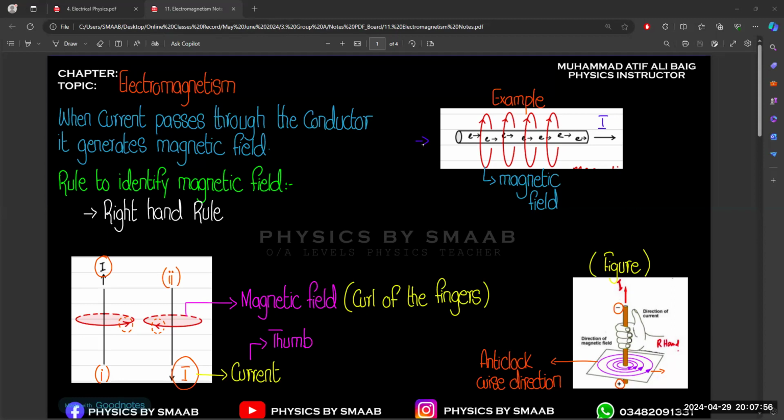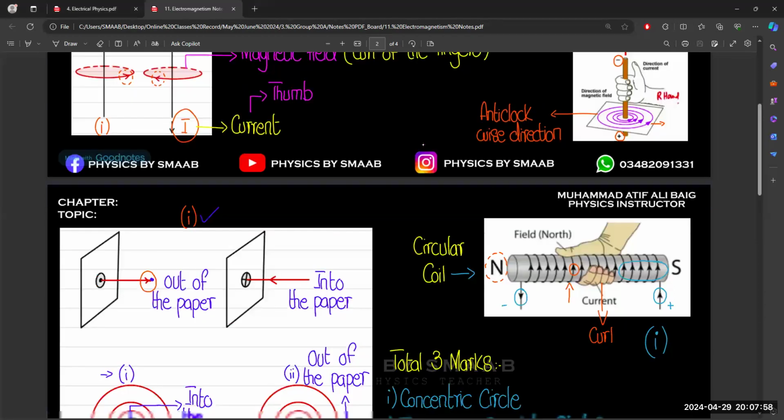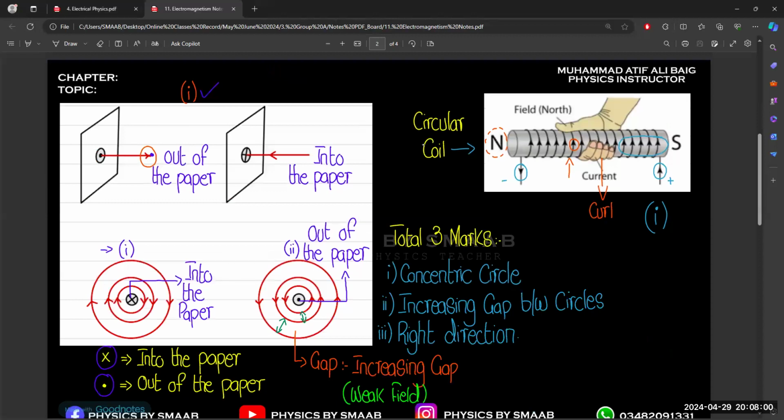After this, we discuss the concept of into the paper and out of the paper. And in that, we also practiced how to draw the magnetic field around the conductor: concentric circles, increasing gap, right direction. So this is all the concept that we have to discuss. We will start past paper questions. This is like a short revision of the topic.